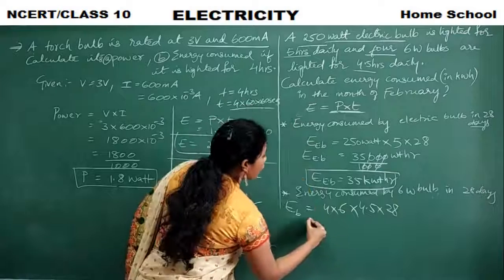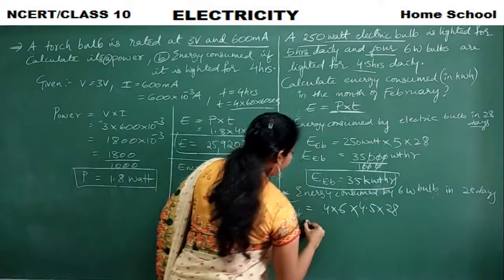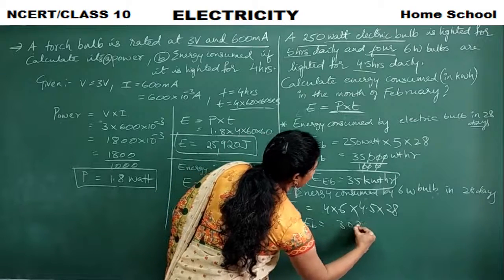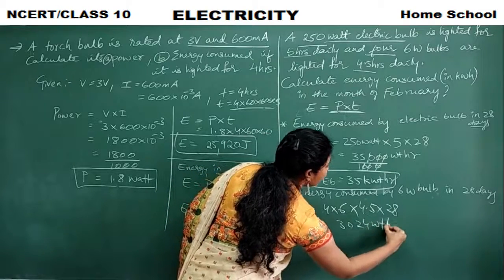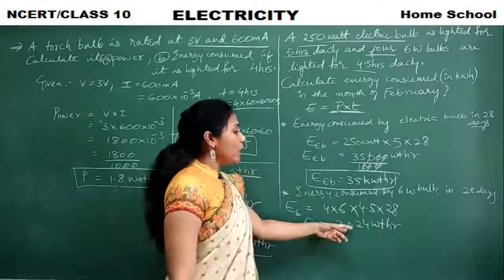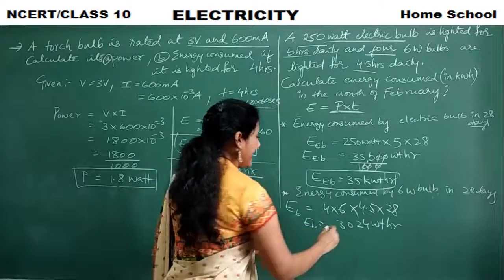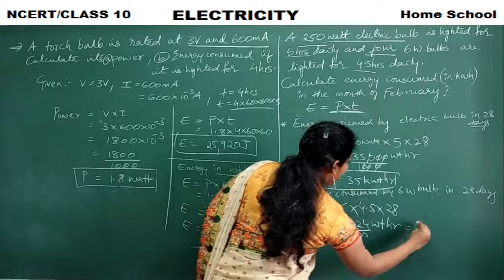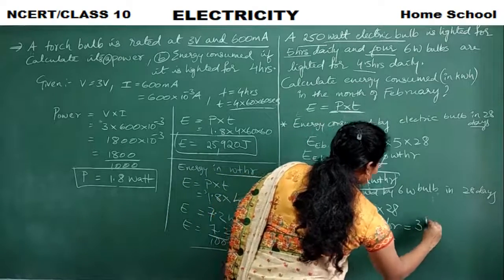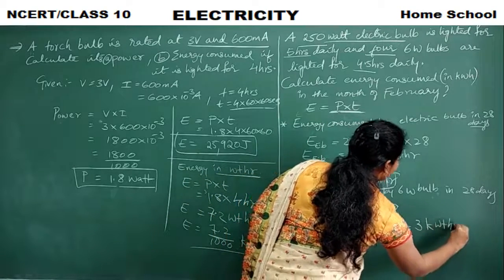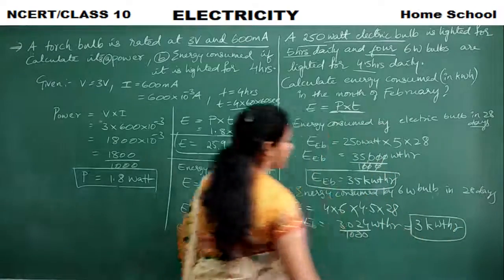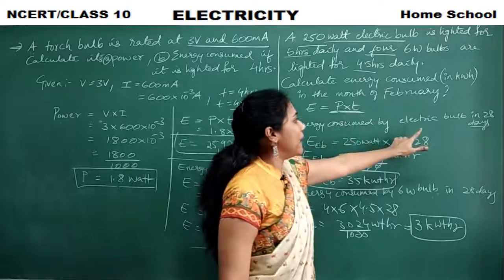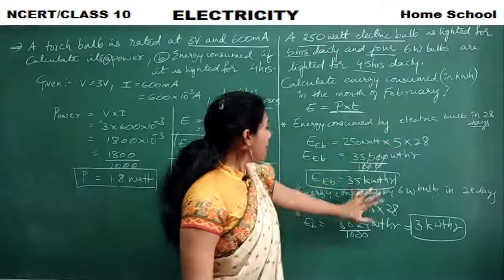So what is the answer? You will get EB is equal to 3024 watt hour. You want to convert it into kilowatt hour, right? So divided by 1000 if you do, you will get 3 kilowatt hour as the answer. So energy consumed by one electric bulb in 28 days is how much?